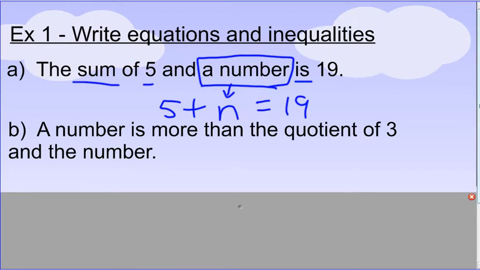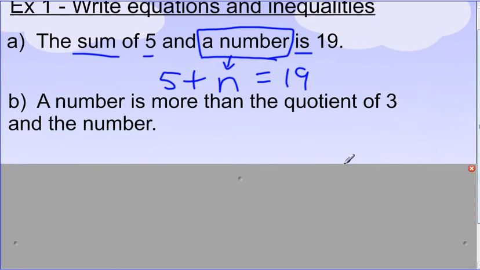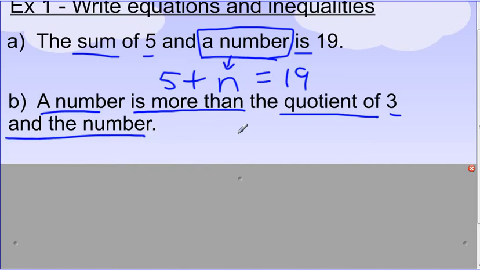Simple enough. Letter B. A number is more than the quotient of 3 and the number. The quotient means dividing, so we're dividing 3 and the number.